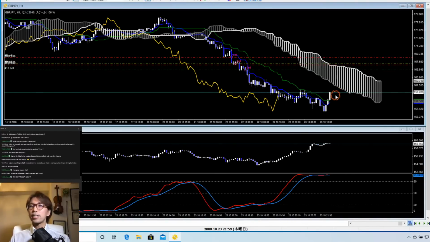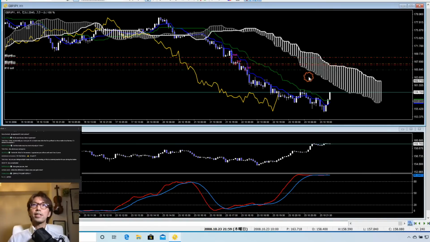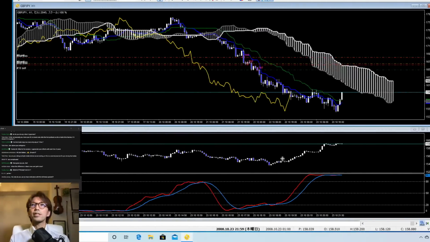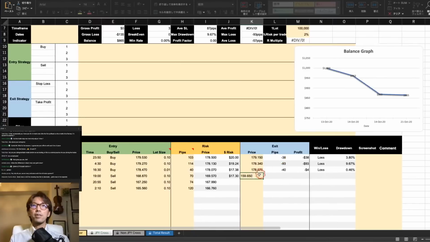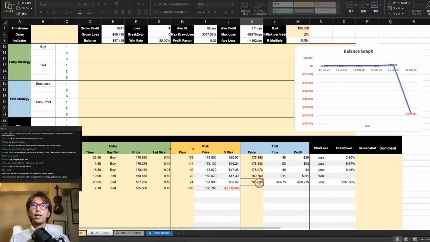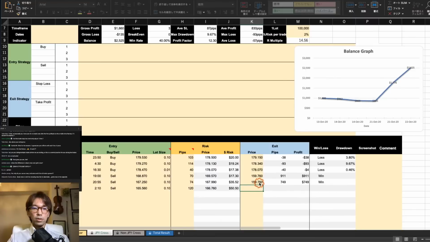All right, let me take profit here in this demonstration. 159.760 will be the target for all these positions. I put 159.760, and I got that profit. Also on this one I exited with 159.760. And on this one too, 159.760.